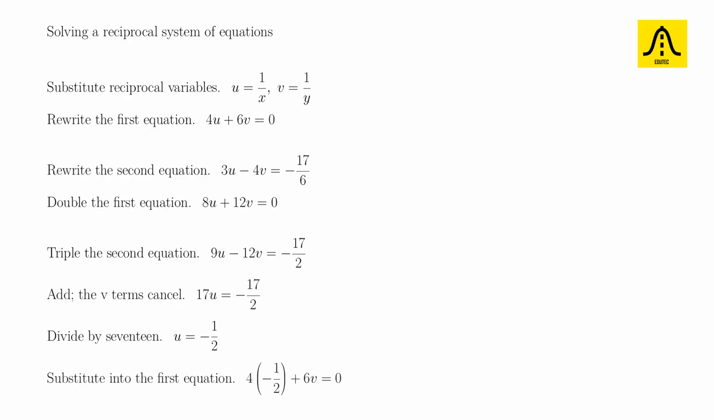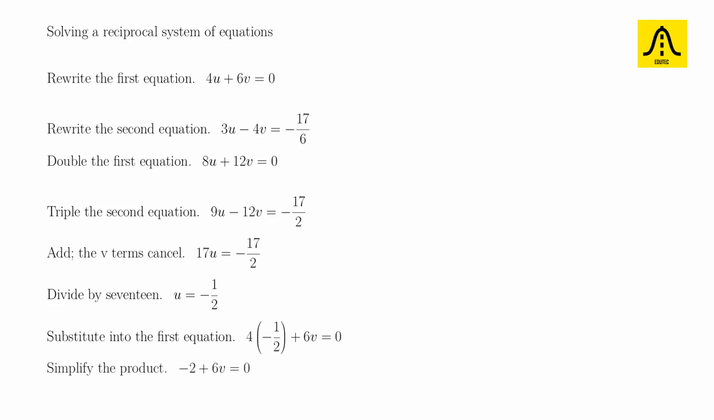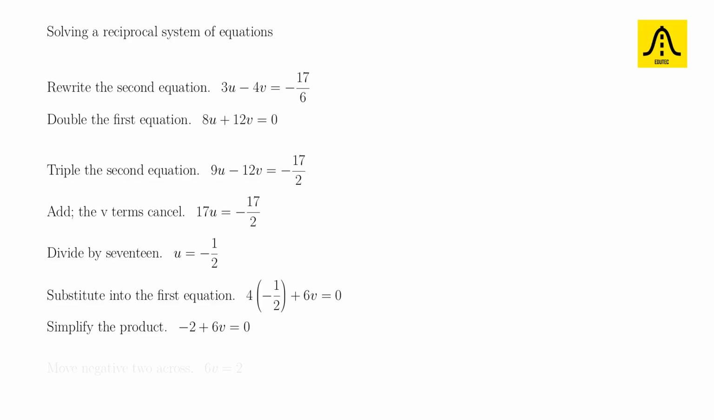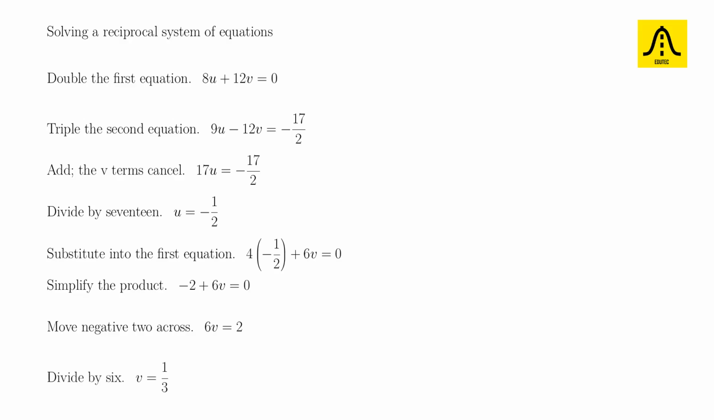Now substitute u equals negative 1/2 into the first linear equation. 4 times negative 1/2 is negative 2. Add 2 to both sides to isolate the term with v. Divide by 6, so v equals 1/3.